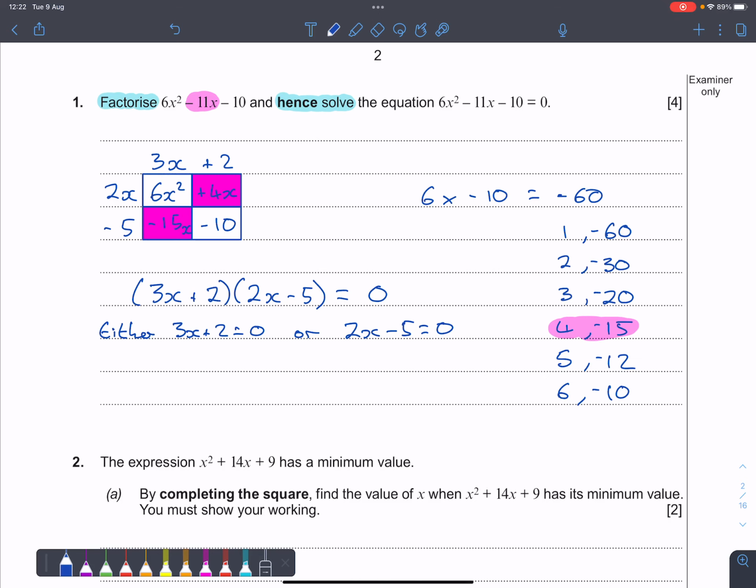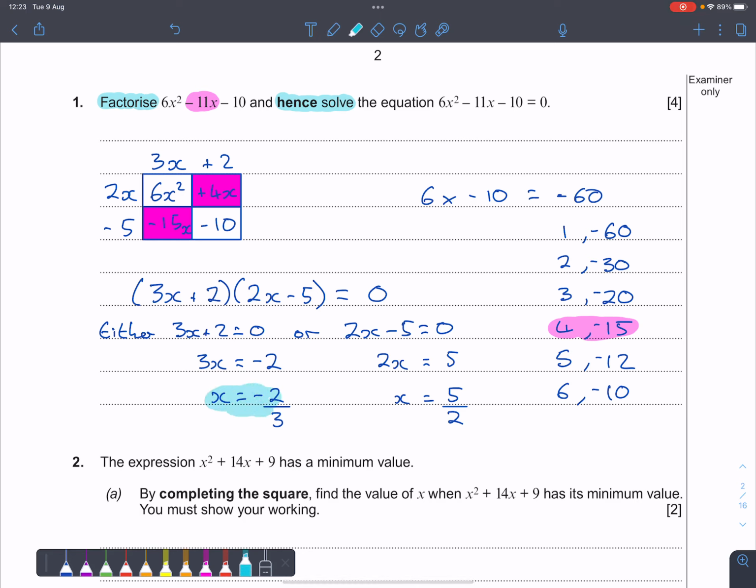And if I solve this, started off by taking away 2, gives me 3x equals negative 2, and x then will be negative 2 divided by 3, so negative 2/3. And on this one, if I add 5 to both sides, I get 2x equals 5, and then divide both sides by 2, I get x is 5 over 2, or 5/2. And those will be my two solutions.